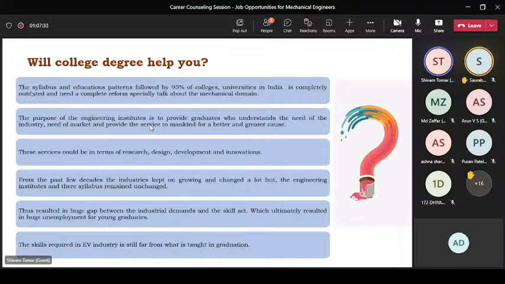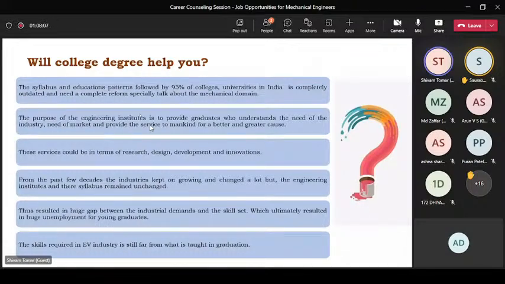They have only added some extra subjects as extras. They are not added into the main course. Your CAD modeling, your analysis, and software trainings are added as extras. They didn't come into the mainstream. These are the challenges. The purpose of an engineering institute is to provide graduates who understand the need of the industry and the market, and provide service to mankind for a better and greater cause.